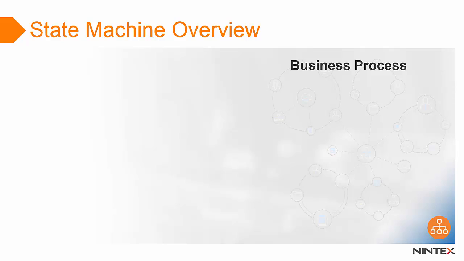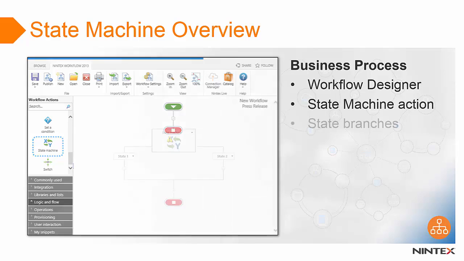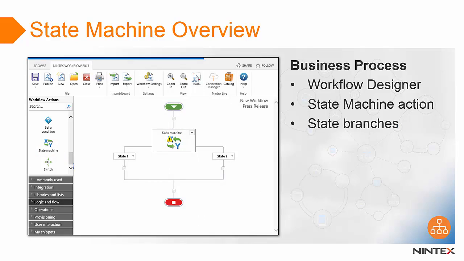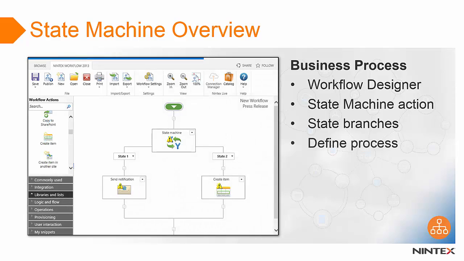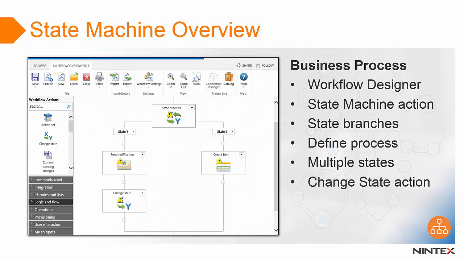A state machine workflow can route a business process between multiple states, allowing you to jump back and forth between different but repetitive steps in a process. To create a state machine workflow, you use the state machine action found in the Workflow Actions toolbox within the Workflow Designer. Once the action has been added, you will see two states by default, State 1 and State 2, and their associated branches. You can add workflow actions to each state branch, defining the process that will run for each state. The state machine action supports the configuration of a number of states, and states can be added, deleted, and renamed. The state machine also uses the change state action to set which state to run next, which is what allows for jumping from one branch to another.